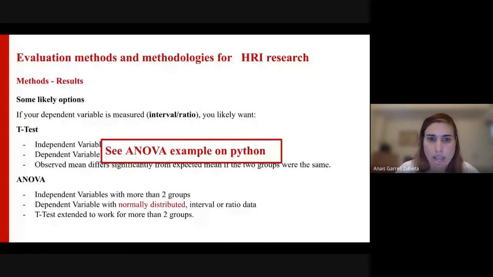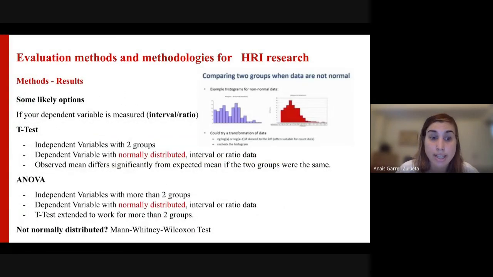Okay, and the last one is, as I said, of course, if my data is not normally distributed, then you have to use the Mann-Whitney-Wilcoxon test. It's very easy to use as well. It's like the other ones. You just have to download the libraries on Python and go away.